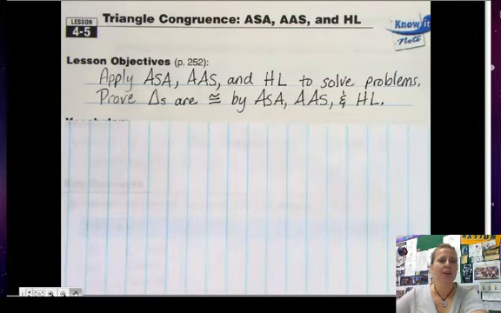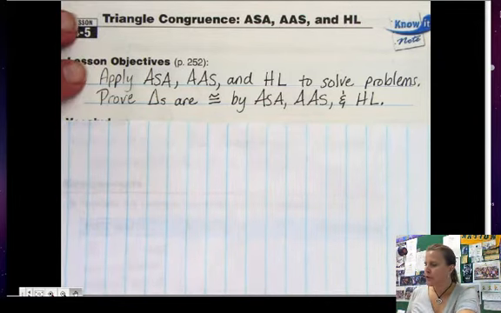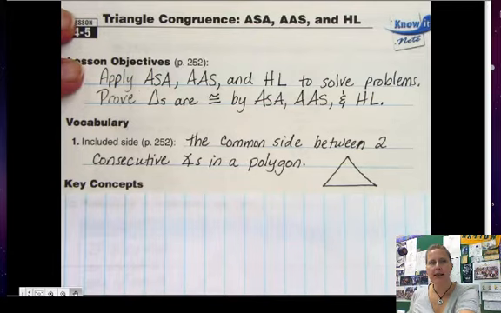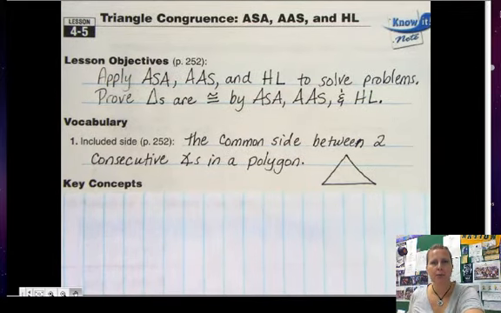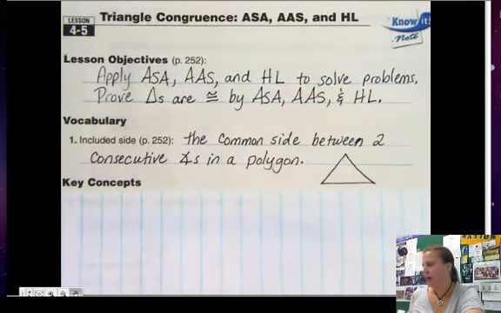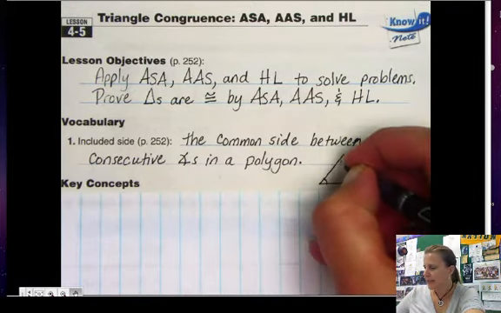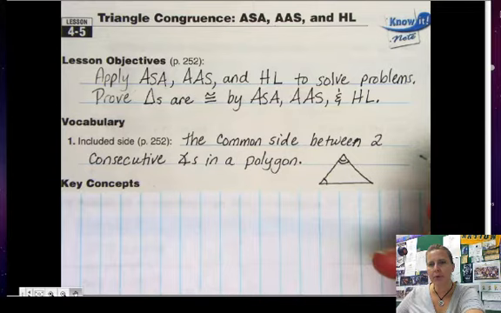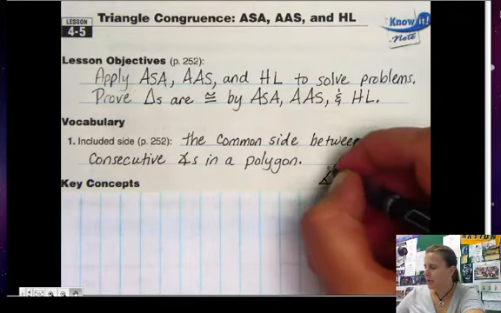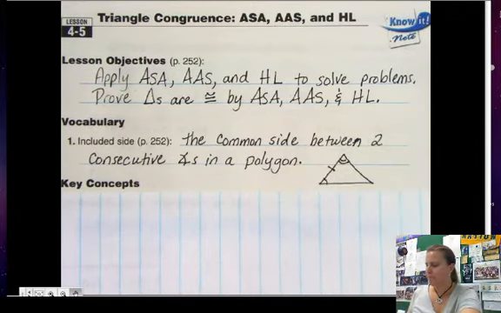Okay, so we're going to continue our triangle congruence, and we're going to apply ASA, AAS, and HL to solve problems. And we're also going to prove that triangles are congruent by using these theorems. So first of all, an included side is the common side between two consecutive angles in a polygon. So for example, if I have this angle and this angle, the included side of these two angles would be this one right here. Okay?